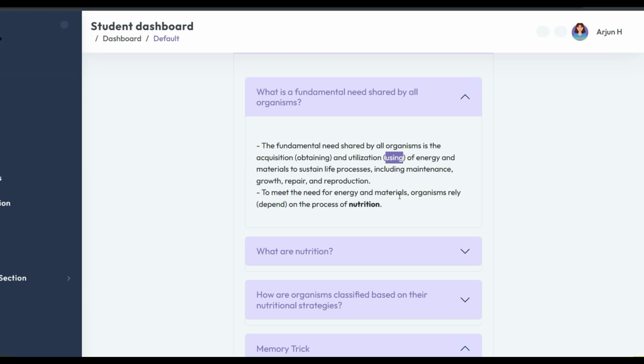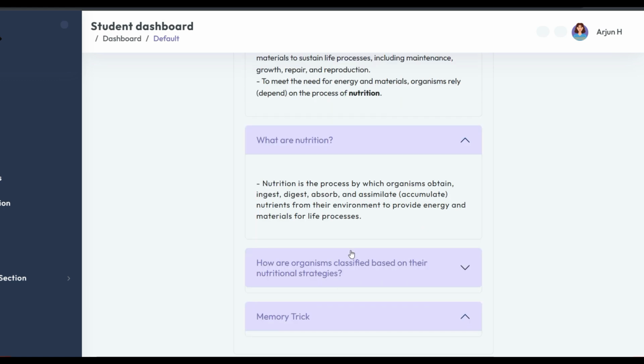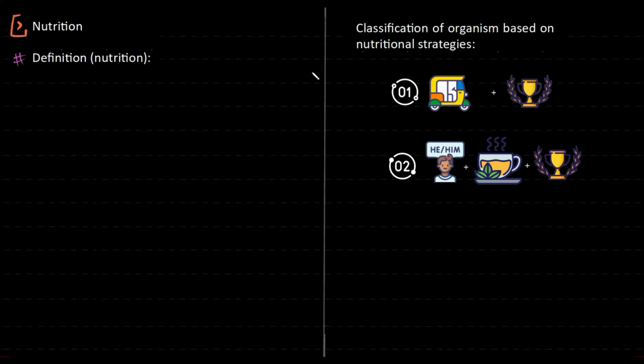To meet the need of energy and material, organisms rely on the process of nutrition. So, what is nutrition? Nutrition is a process by which an organism takes in, digests, absorbs, then accumulates nutrients from the environment to provide energy and material for life process. Now, next is we need to classify them. We understood that it has to do with taking in things and converting them into energy and material.